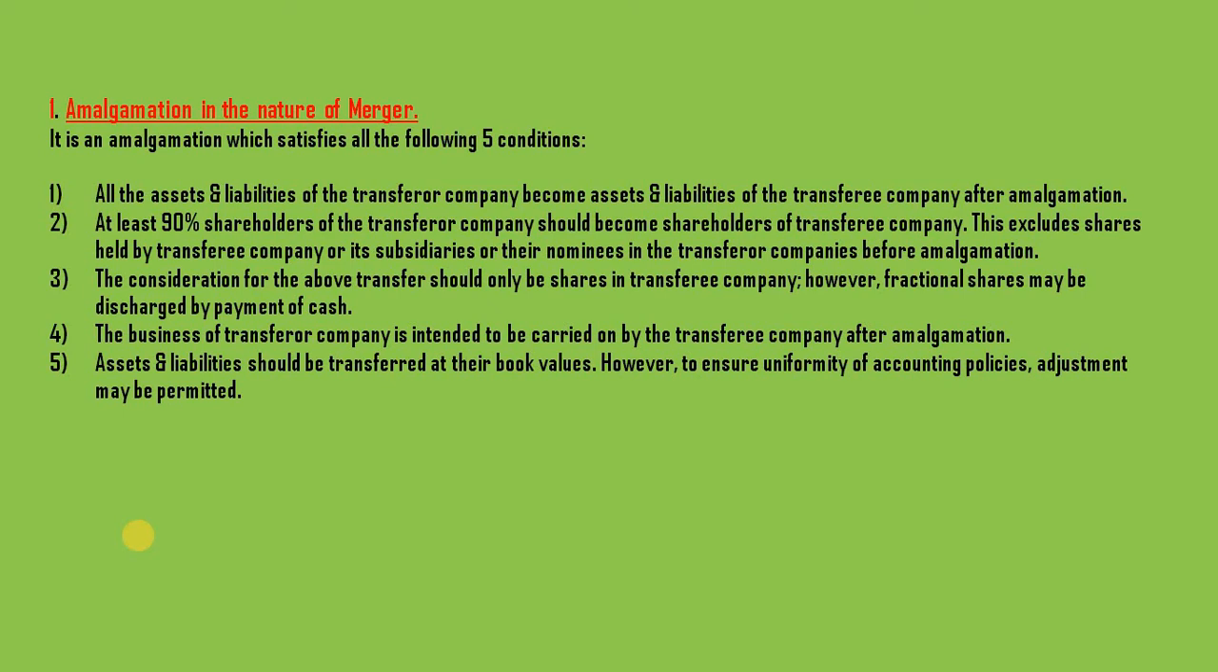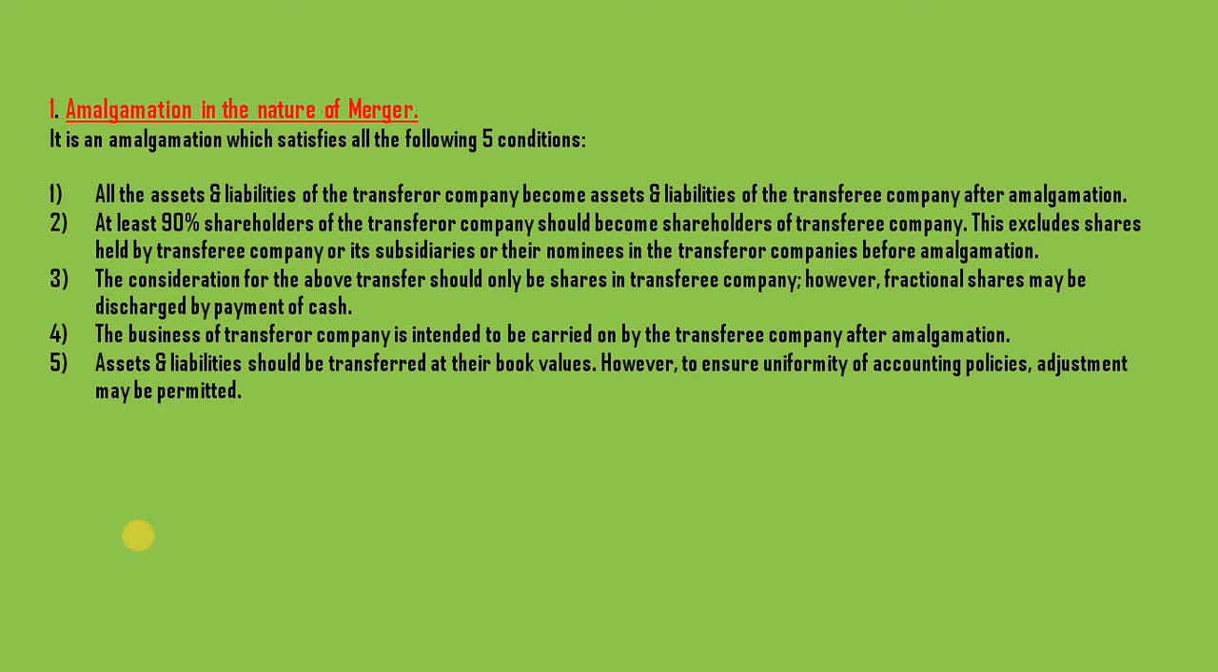First condition says that all the assets and liabilities of the transferor company should become assets and liabilities of the transferee company after amalgamation. Okay, so transferee company in this case do not have choice over assets and liabilities. Okay, they have to take all the assets. They cannot say that I will take some part and I will not take some assets, right? So that discretion is not there. If they want to do amalgamation in the nature of merger, then all the assets and liabilities must be taken over by the transferee company.